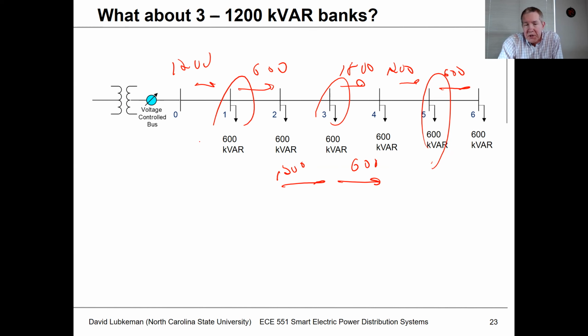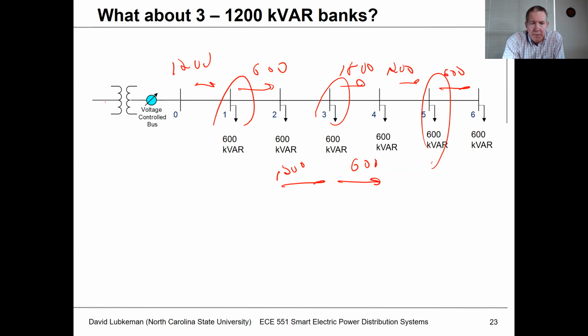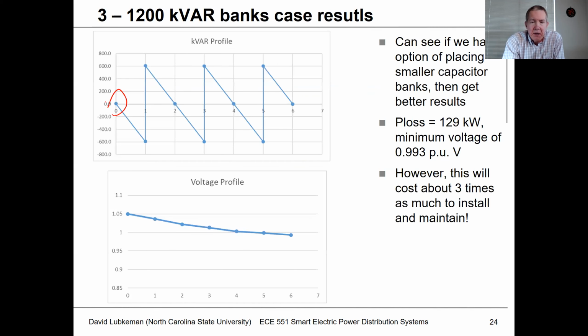And so what this looks like as far as the VAR mile profile is what I've got here on this figure at the top. Basically, I've got perfect compensation as far as the substation is concerned. That cap at bus number 1 is potentially backfeeding a little bit.